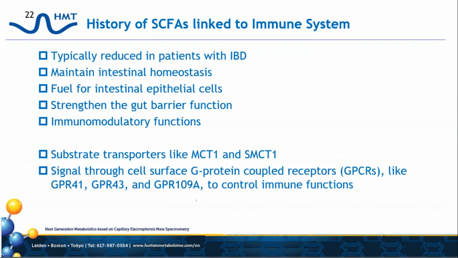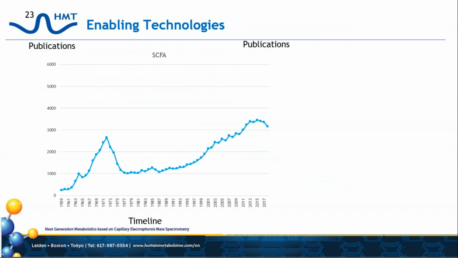Looking at the short-chain fatty acid story, it started out many years ago, associated with irritable bowel syndrome. Today it refers to other interactions with the host, including immune functions. We know the transporters are MCT1 and SMCT1, as well as the GPCR receptors. If you look at the publication history of short-chain fatty acids, it's been growing since the early 60s in association with interest in the microbiome.